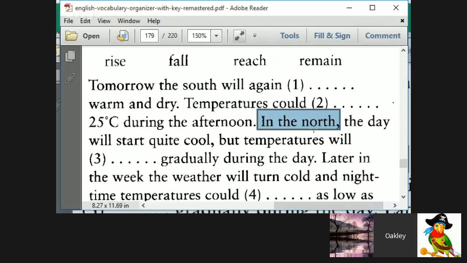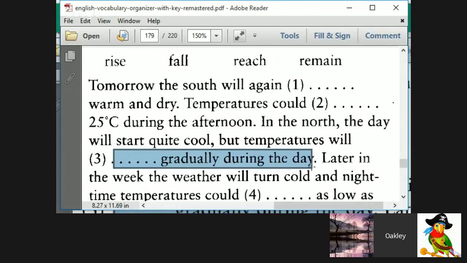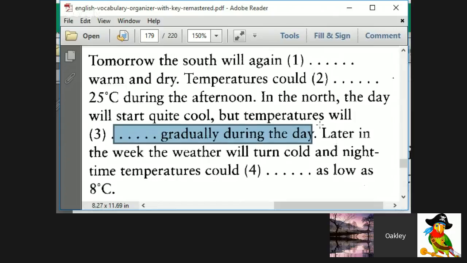In the north, the day will start quite cool, but temperature will rise gradually during the day. But is used to indicate a contrast, the opposite. So but is introducing an opposite or a contrast. Right. And so finally, Andre.